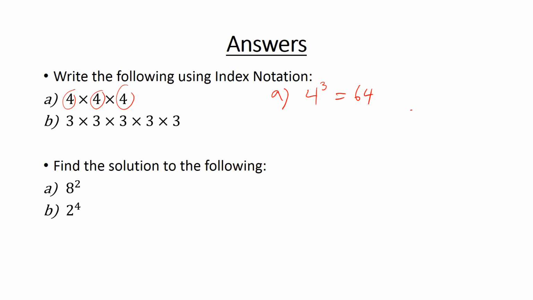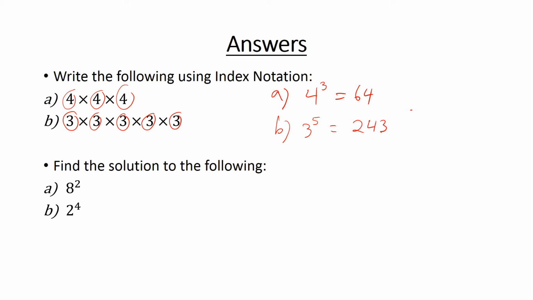The second part, we've got 3 times 3 times 3 times 3 times 3. So that is 3 as a base number to the power of 5. And to do that, you would go on your calculator and type in 3 to the power of 5, and that would have given you 243.